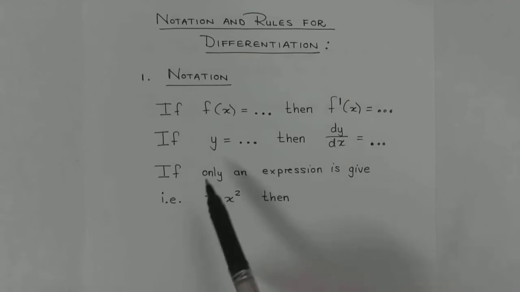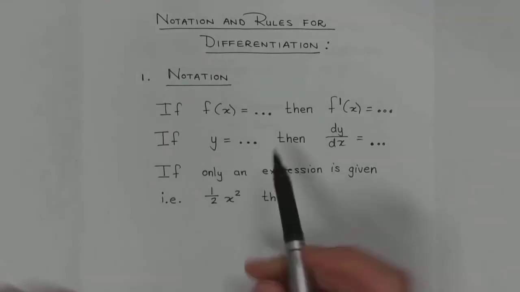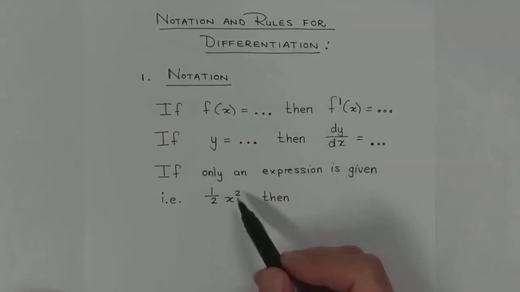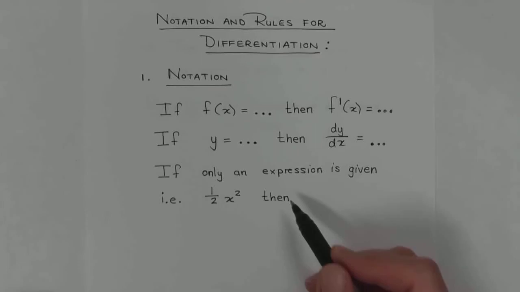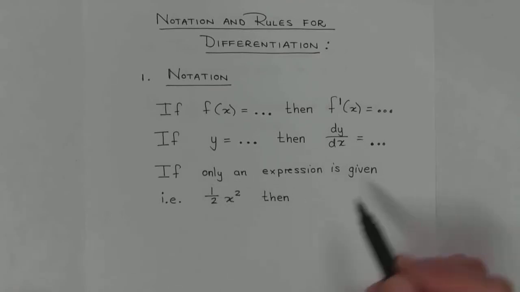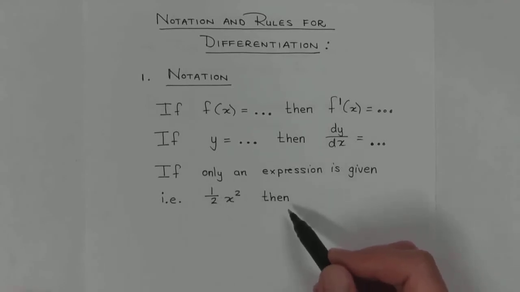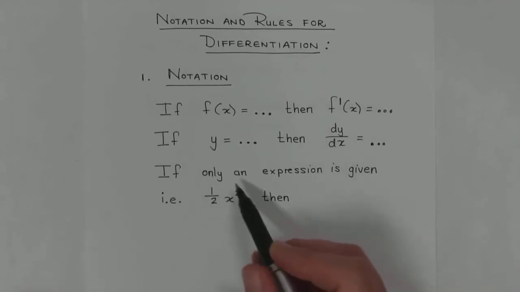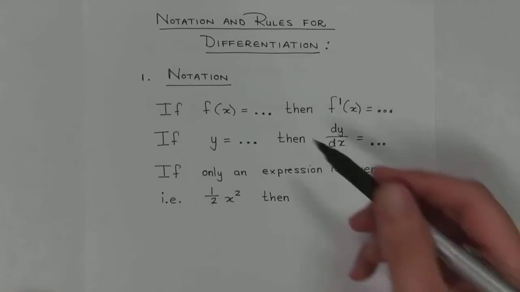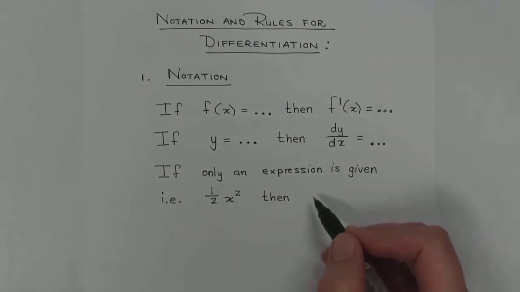They're very common and very easy to understand. Sometimes, however, if only an expression is given, like half x squared, then they will say, given the expression half x squared, please now find the derivative. And this is the only notation that some people slightly struggle with. So if they define the function as half x squared, they don't define it as y, they don't define it as f(x), then there are two notations we use.